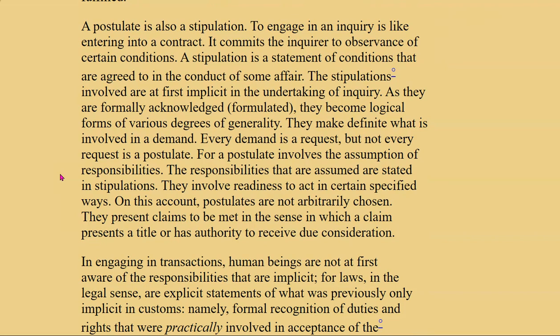So as they are formally acknowledged or formulated, they become logical forms of various degrees of generality. So once we start making those explicit, stating those in words or in symbols, they become general to varying degrees, generally applicable. They make definite, Dewey writes, what is involved in a demand. Every demand is a request, but not every request is a postulate. He writes, for a postulate involves the assumption of responsibilities. So when you postulate something to be the case, postulate that we ought to do something in a certain way, you're assuming a responsibility to do this.